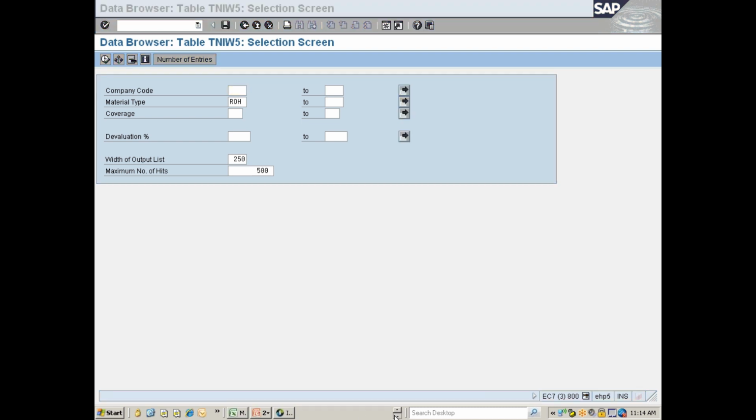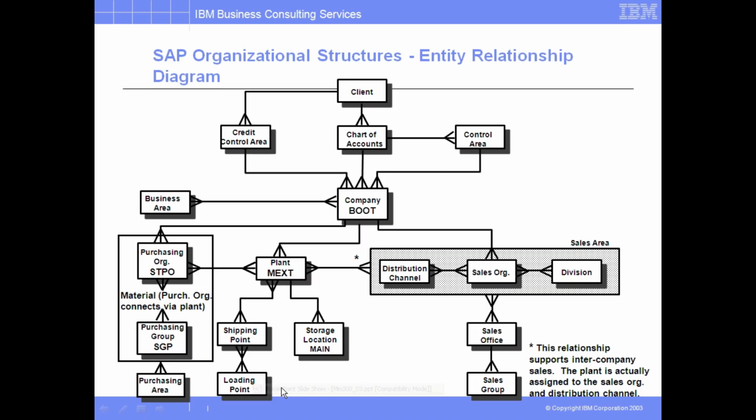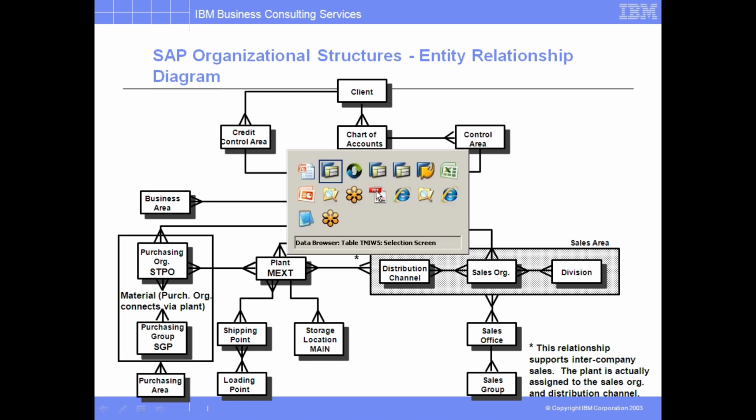One sec. This is the one I am referring to. Control area: you see here, control area to company code. It is one to many. It means one control area can feed the requirements to many company codes. If you want to define it, you can define it one to many, or if you want to go with one to one also, you can go.